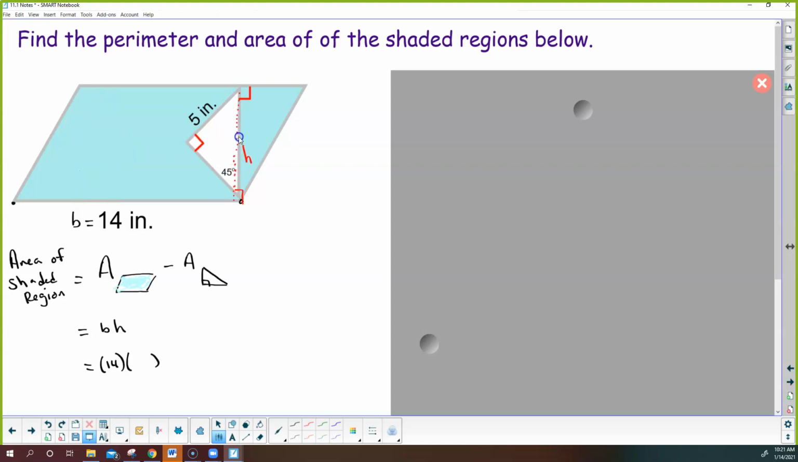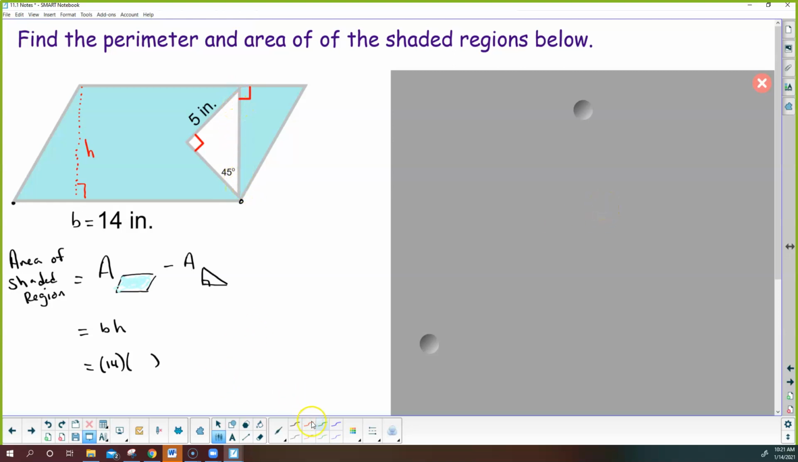So I could draw it on the outside, or as we're noticing, see this length right here? This length, the hypotenuse of the triangle, is the exact same thing as the height for this parallelogram. So that's my goal, is I want to find this length right here.